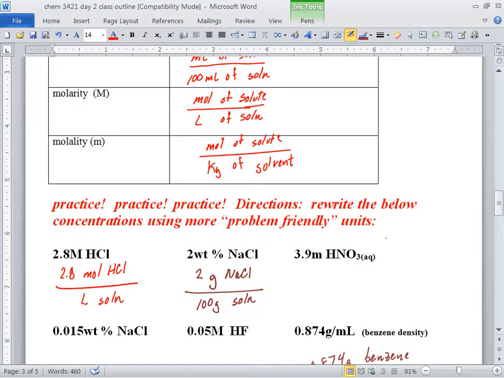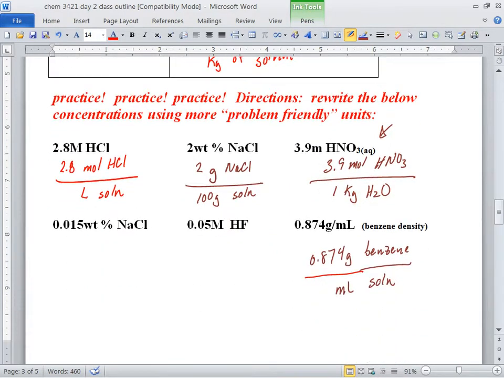How about this next one? Little m stands for molality. So your hint. Jeff, what would you write here? 3.9 molal nitric acid. 3.9 moles of nitric acid over 1 kilogram of water. Good. How do you know it was water, Melissa? Because it says aqueous. So do these last two, then I'll ask you.